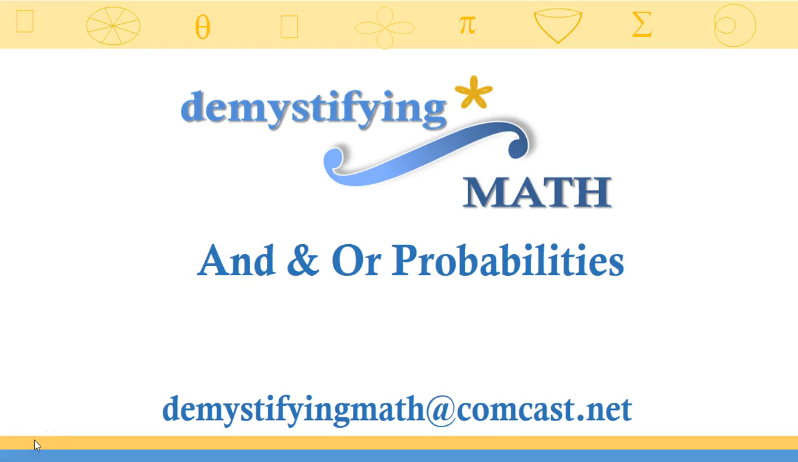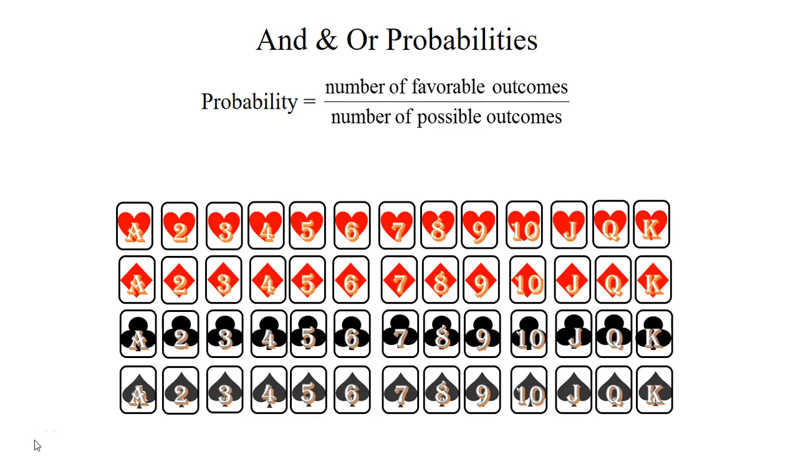Welcome to Demystifying Math. In this lesson, we're going to be discussing "and" and "or" probabilities. Probability is the number of favorable outcomes divided by the number of possible outcomes.